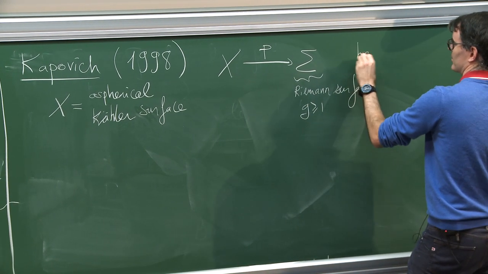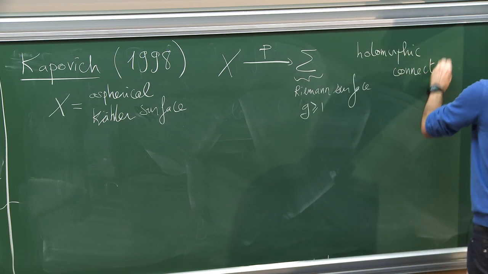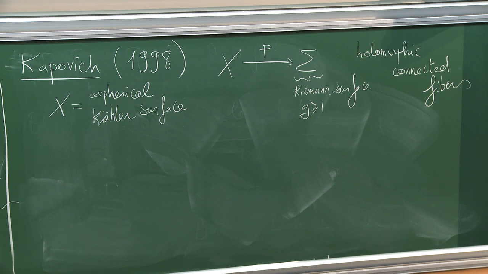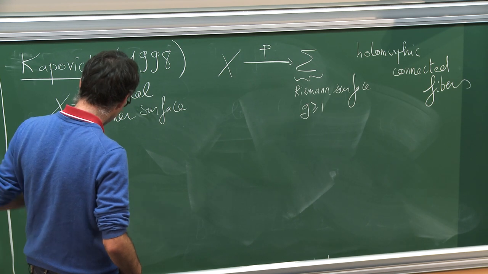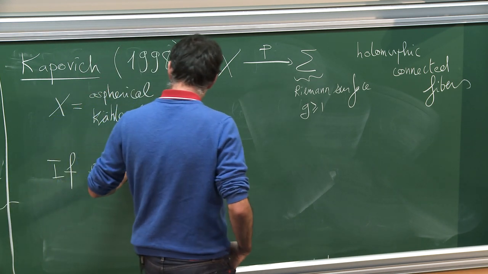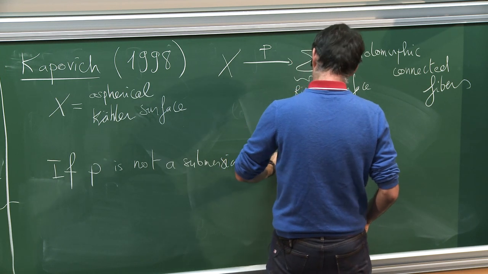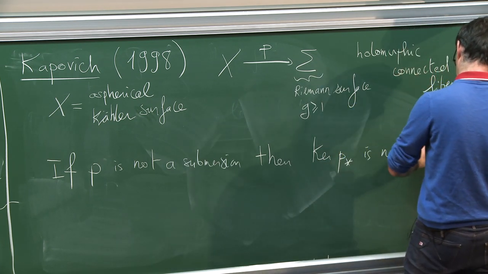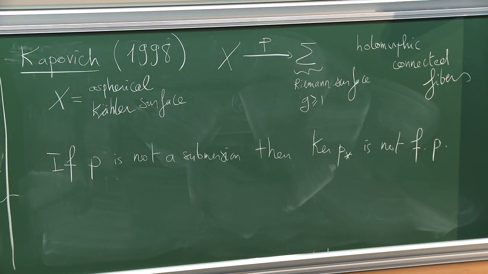So P is holomorphic and say has connected fibers. And what he proved is that if P is a submersion, then you are happy. And if not, if there is at least one critical point, then the kernel of P star is not finitely presented. So this is what he proved, but actually I think you could prove that H2 of the group is not finitely generated.